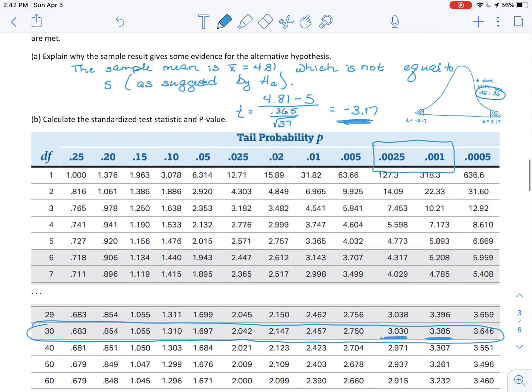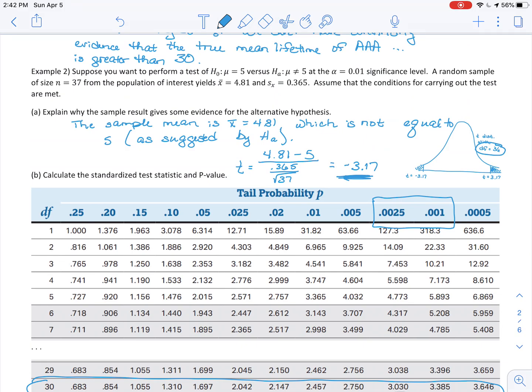0.0025. Ben, take it outside, talk to your daddy.